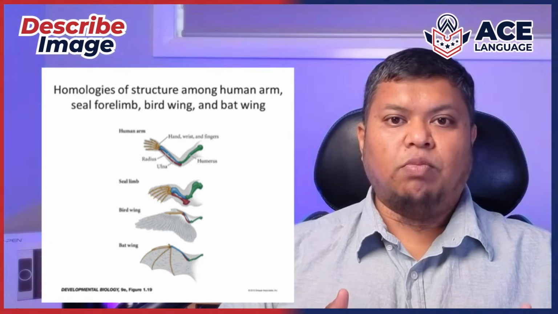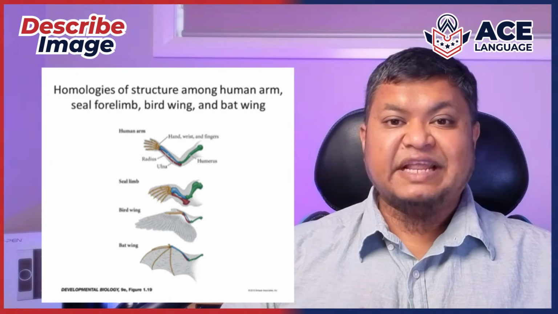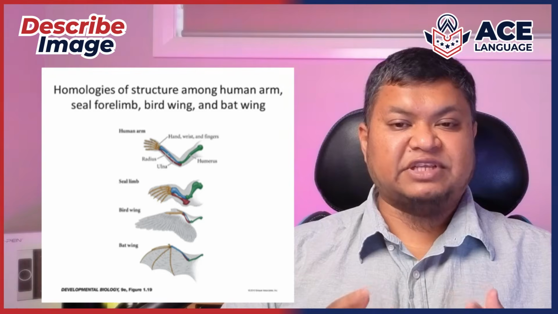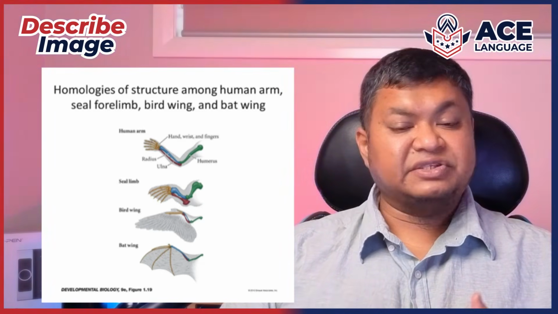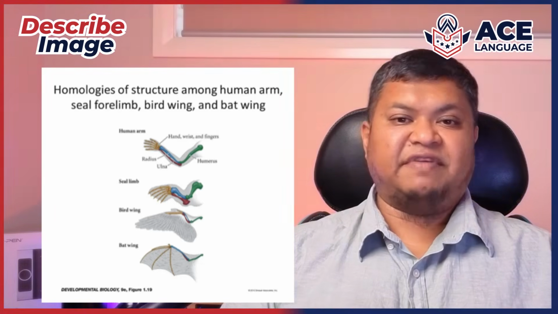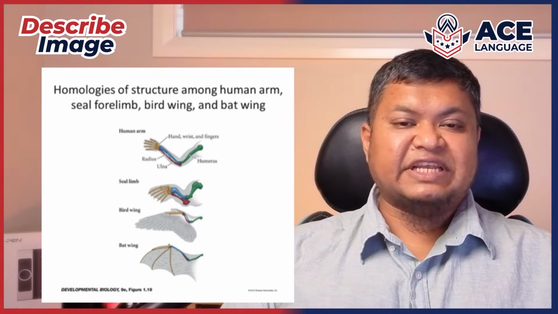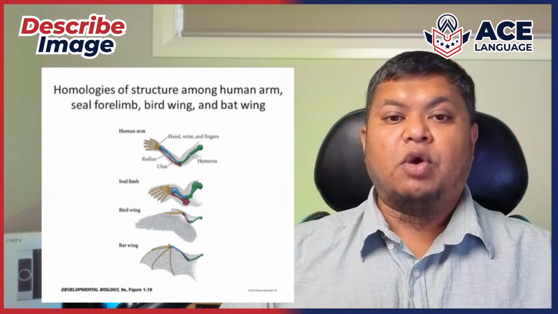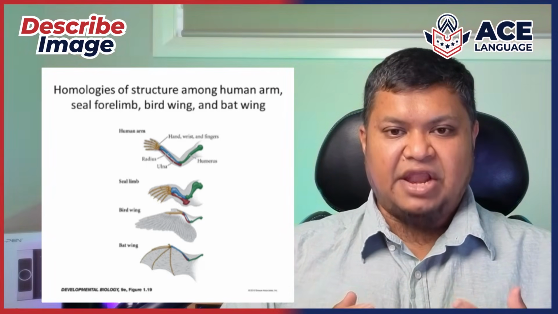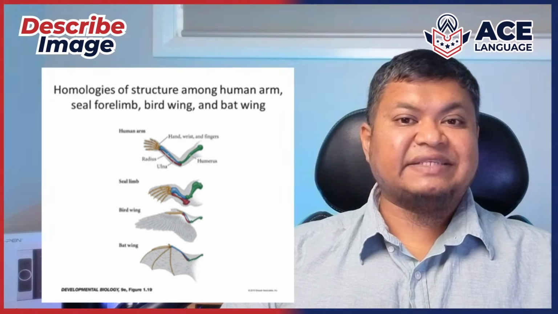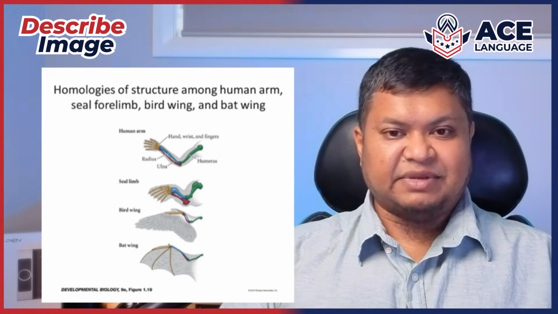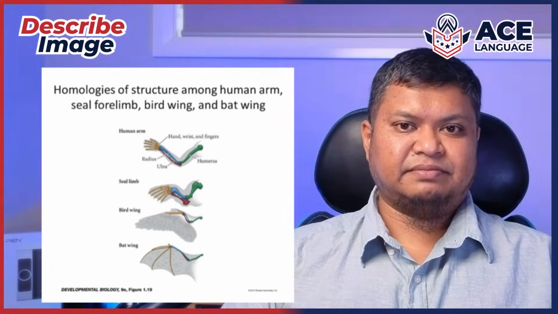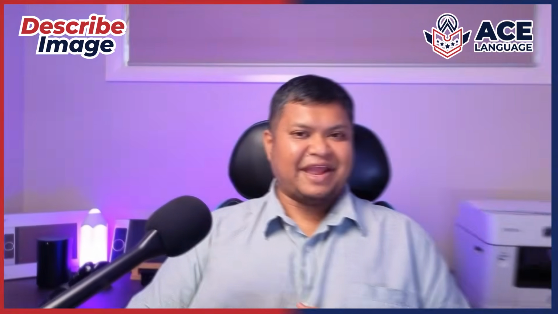This image is about homologies of structure among human arm, seal forelimb, bird wing, and bat wing. This image shows information of several components of arms and wings, such as hand, wrist, and fingers. So, one of the most significant pieces of information in this image is the structural difference between human arm with other limbs and wings. In conclusion, it is clear that human arm and seal limb have some structural similarities, whereas bird and bat wings have structural similarities. Done. See, I have not complicated my answer.